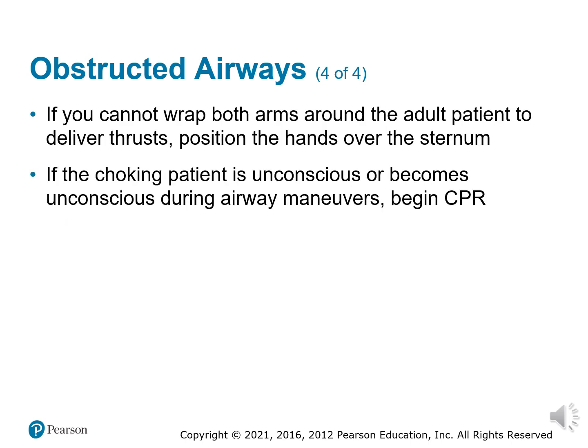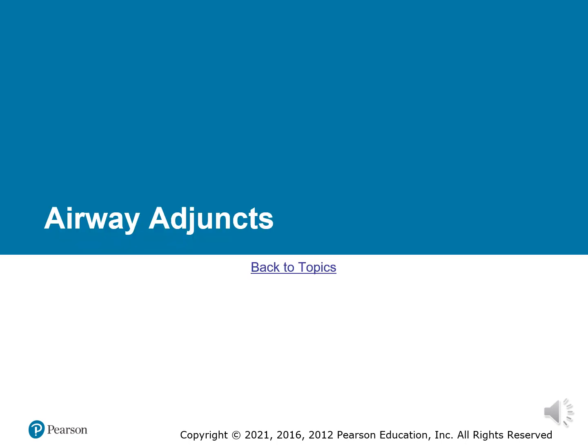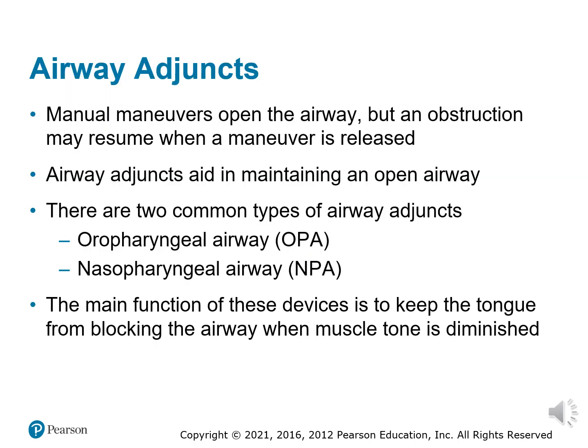If you cannot wrap both arms around the adult patient to deliver thrusts, position the hands over the sternum. If the choking patient is unconscious or becomes unconscious during the airway maneuvers, begin CPR. In this section, we're going to talk about airway adjuncts. Manual maneuvers open the airway, but an obstruction may resume when a maneuver is released. Airway adjuncts aid in maintaining an open airway.